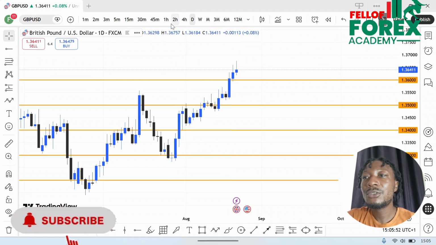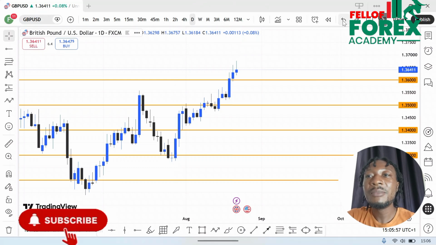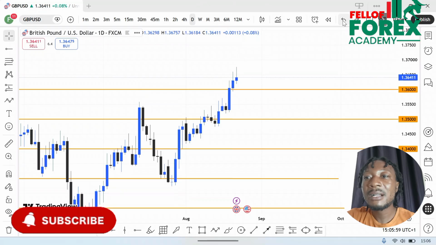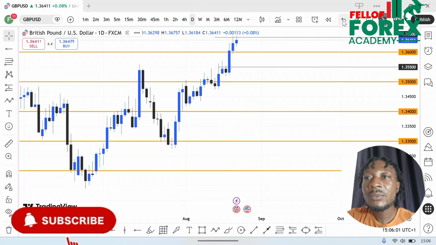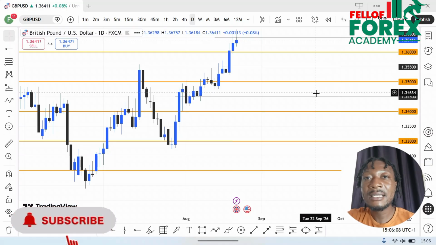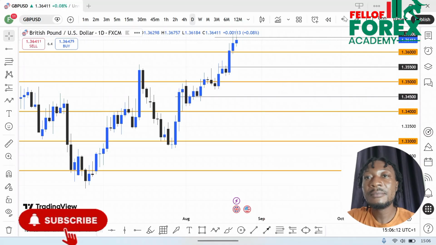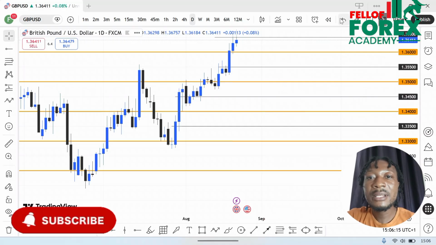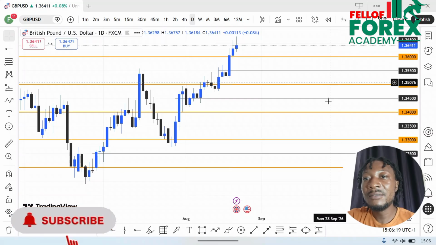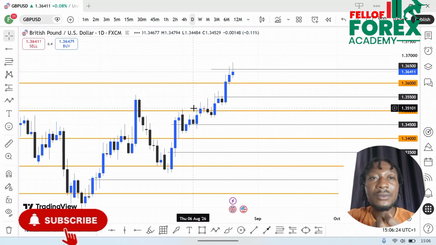You mark out your mid levels. Let me just mark out all the mid levels I have here. A mid level is the gap between two key levels. So you can see 1.34500 is a mid level. You can see 1.35 is a mid level, 1.325 is a mid level. So these are the mid levels I have drawn out, and these are the levels I follow.